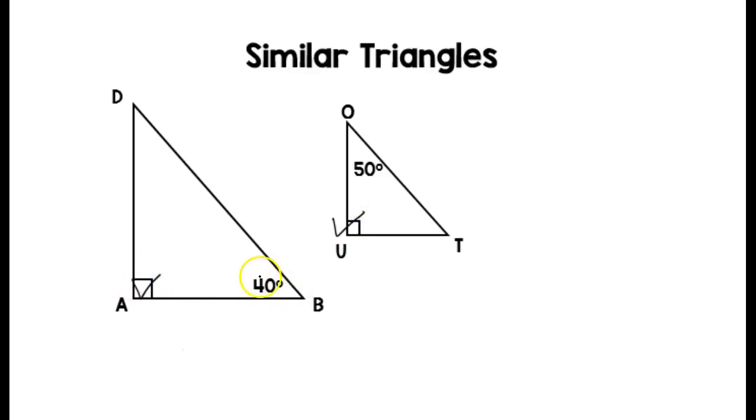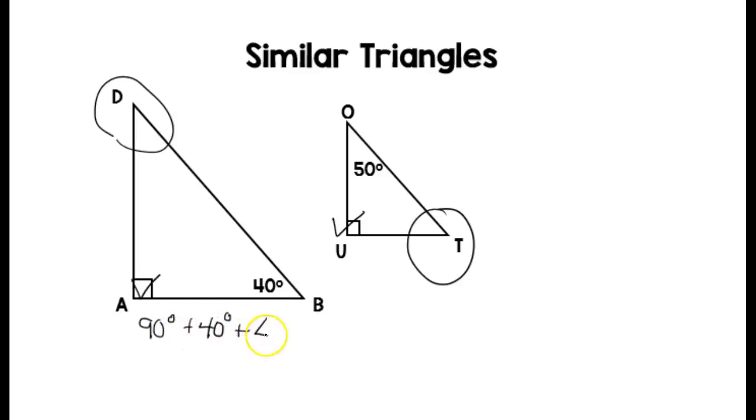But now we're left here with this angle B right here being 40 degrees. On our other triangle, angle O is 50 degrees. So what we really need to do is find out what these missing angles are. We know how to do that. We know that three angles of a triangle are going to add up to 180 degrees. So right here on triangle DAB, we have 90 degrees, we have 40 degrees, and then we have our angle D, and we know this is going to equal 180 degrees. 90 plus 40 is 130 degrees, plus our angle D is going to equal 180 degrees.